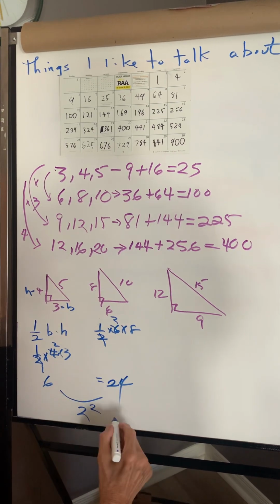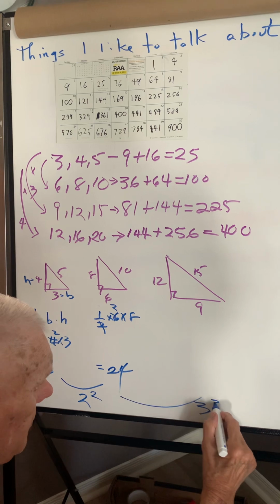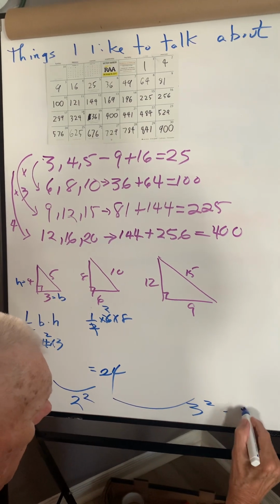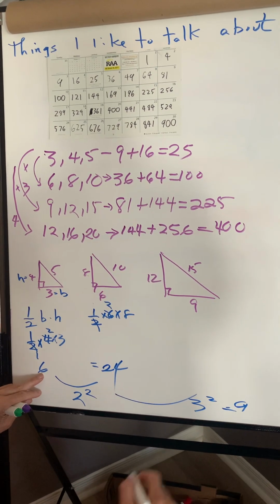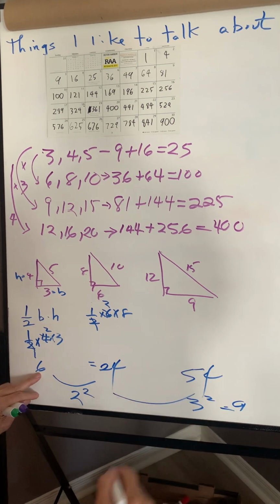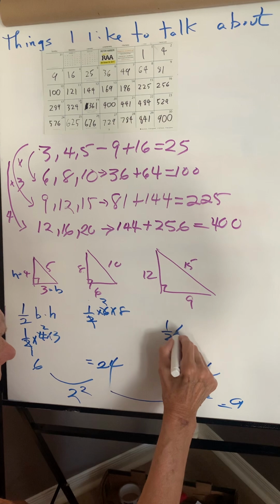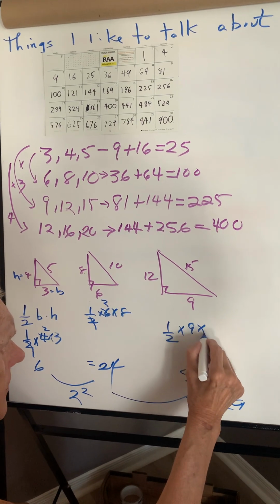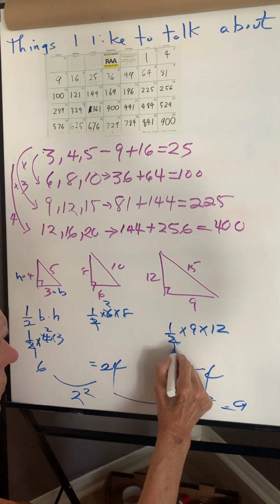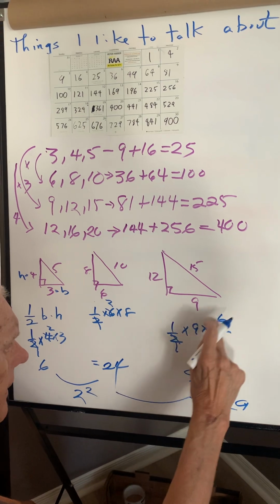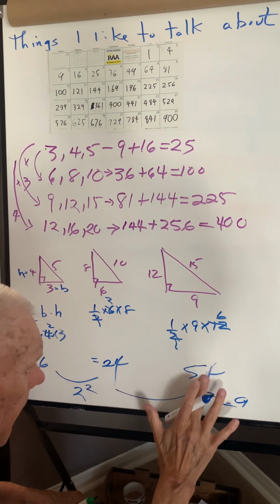This time is times 3, and 3 squared is 9. So my answer will be 9 times 6 will be 54. Let's see if it's true. 1/2 of the base times the height. And 2 goes into the height. And 9 times 6 is 54.